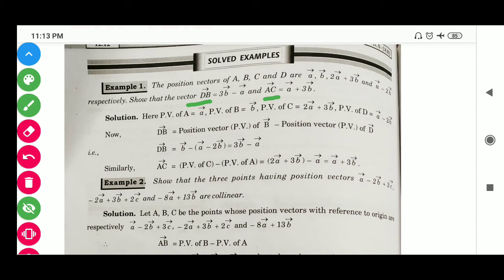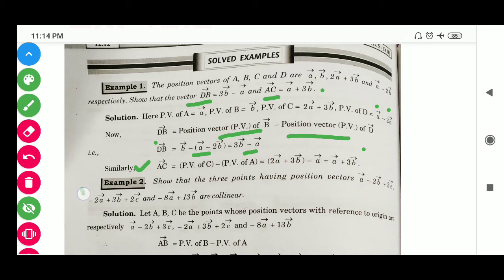So let's start. DB vector is position vector of B minus position vector of D, and the value of B vector is only B vector. The value of D vector is A vector minus 2B vector. By using these values we get 3B minus A. So in this way we have proved the result. By using a similar formula, you can also calculate AC vector.